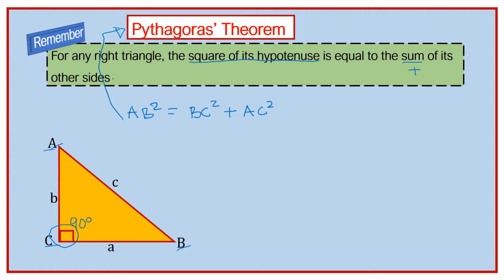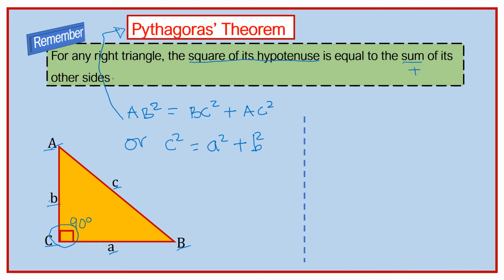Or you can say that since hypotenuse is C, we have C squared is equal to BC, which is A, so we say A squared, plus AC, which is B squared. That is what we call the Pythagoras' theorem. Pythagoras' theorem is the same as Pythagorean theorem.